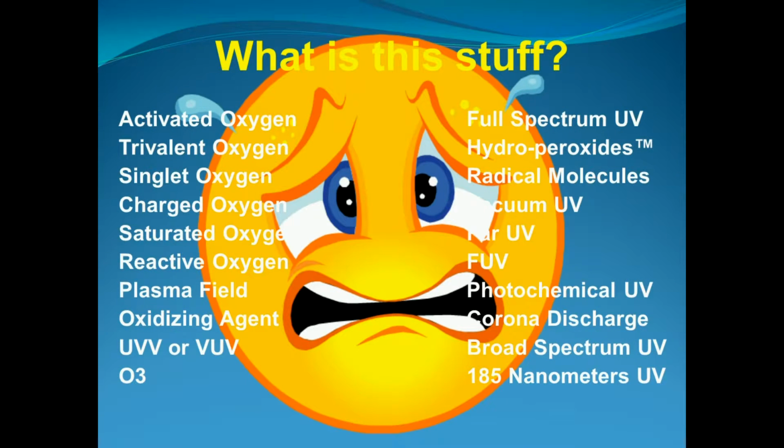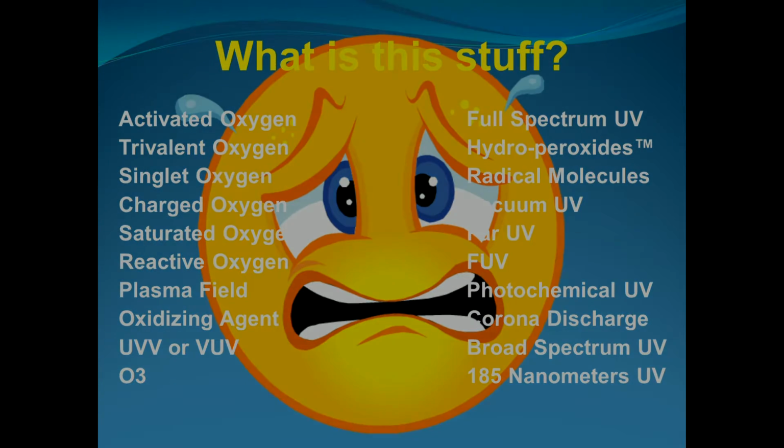But we hear about photochemical UV and broad spectrum UV. And so we've got all these different terms out there, but what are these things? They're all a different word for ozone. We don't even call it ozone because ozone freaks people out. So we call it UVV. We call it what it is. It's ultraviolet V energy. You could call it corona discharge. That's what's made with lightning bolts.